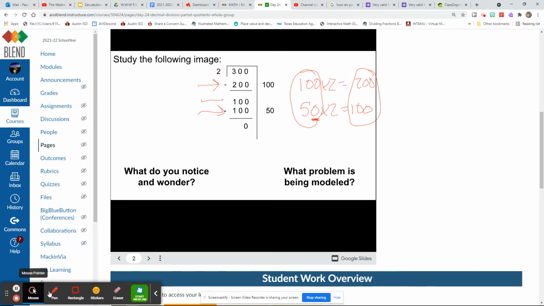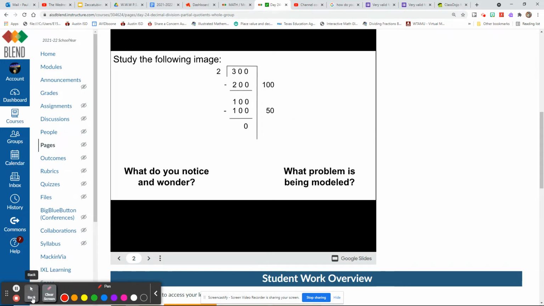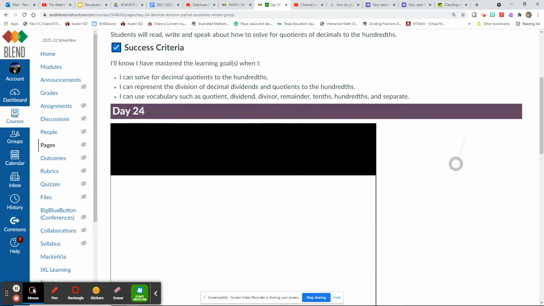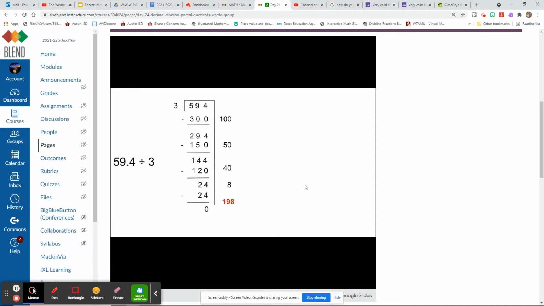So that was what we did with partial quotients. They're going to show you today how to use partial quotients with decimals. So they're going to start side by side. So 59 and 4/10 divided into three groups. The first thing that they did was they started off with the dividend of 594. So we're going to take out groups of 3.